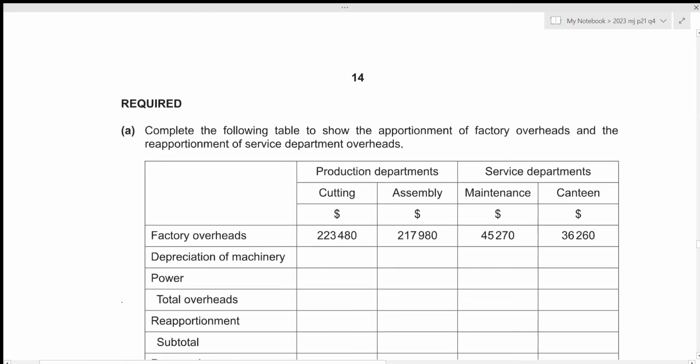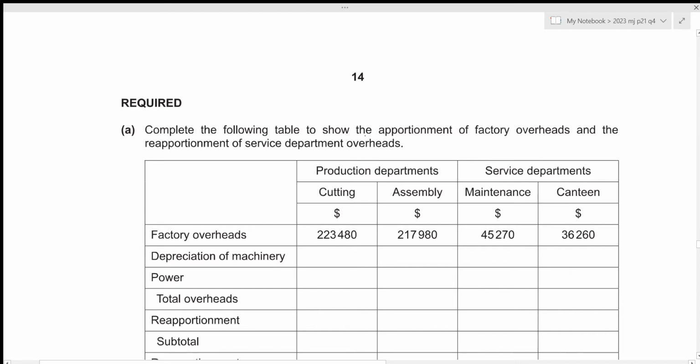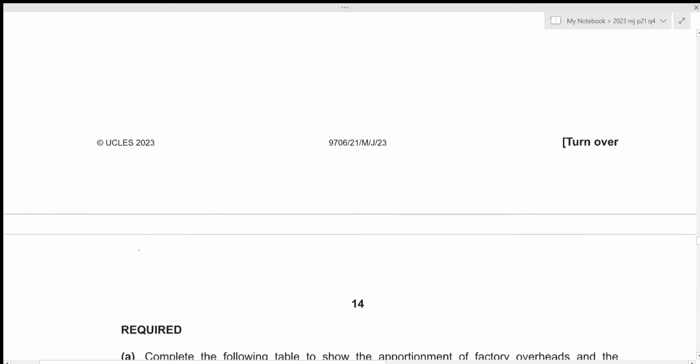Alright, now for the first part of this question, we need to complete the following table to show the apportionment of factory overheads and the reapportionment of service department overheads. The first one that we need to apportion is going to be depreciation of machinery.